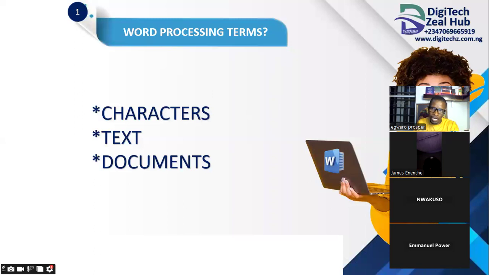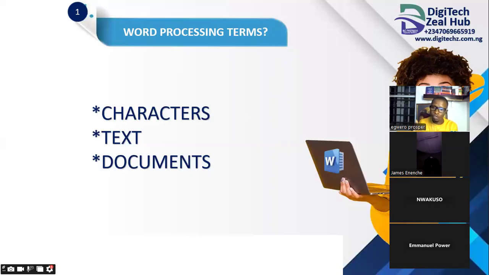For example, letter A is a character. Letter B is a character. Letter C is a character when they are standing individually, not combined. They are referred to as characters. Number 1 is a character. Number 2 is a character. When they are also standing individually, not combined, they are called characters. Now, what is text? Text is the combination of two or more characters that forms a word.